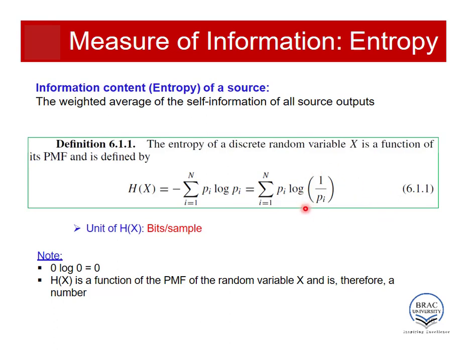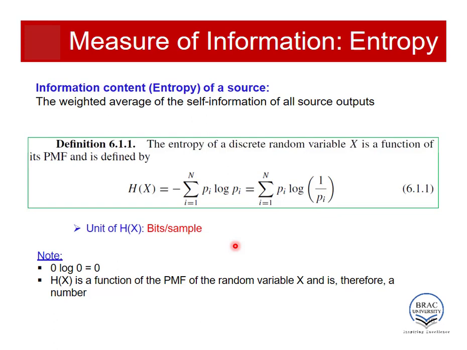We have discussed in the previous slide that if a message is very probable, its information content is very less. So if pi is high, then 1 by pi is less, and ultimately H(x) is less. So if my probability goes higher, then my information content will go lower, and if my probability goes lower, my information content will be higher. The unit of H(x) is bits per sample. We will get a better understanding of this if we look at an example which will follow.